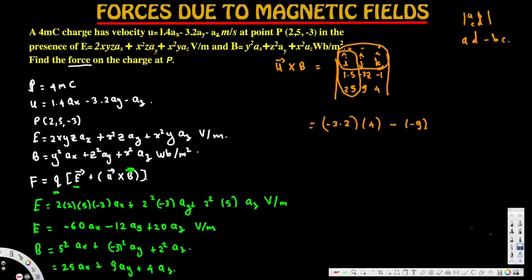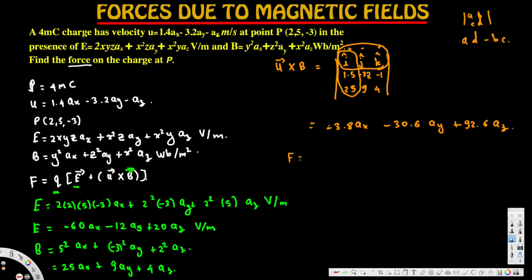If we simplify, I have the answer already. You have to do the determinant for this one, and if you do the determinant and get the final answer, you are going to end up with negative 3.8 ax minus 30.6 ay plus 92.6 az. Okay, so this is our U cross B. Now we just have to plug it into this equation, and that's going to give us the final answer.